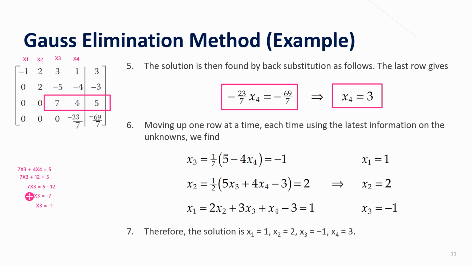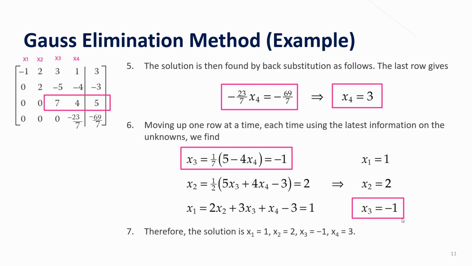So here's the other way we can calculate it. Put all the x3 on the left. x3 will be equal to 1 divided by 7, 5 minus x4. So you can get the same result. Minus 7 per 7 is equal to -1. Okay, now you get x3 equal to -1. Then you do that for the next equation here.